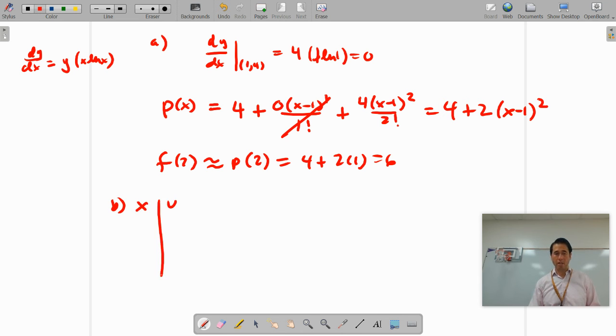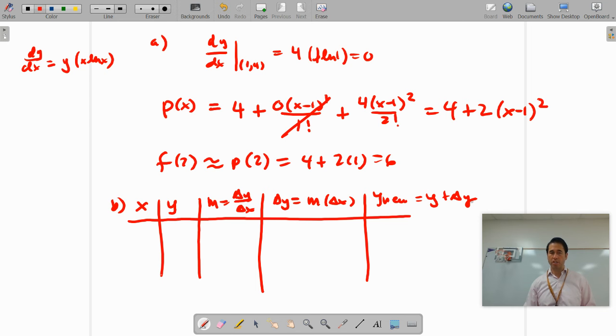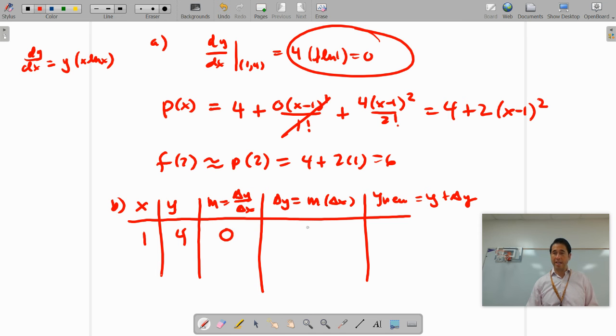So we got x, we got y, we got our slope, which is our change in y over our change in x. We've got our change in y, which will be equal to the slope times the change in x. And we've got our new y, which is equal to our old y plus our change in y, all right? So it says at the beginning we start at 1 comma 4. Now if I plug those in, I already did it way up here. I get a 0 as my answer. Well, okay, that means the change in y is 0.